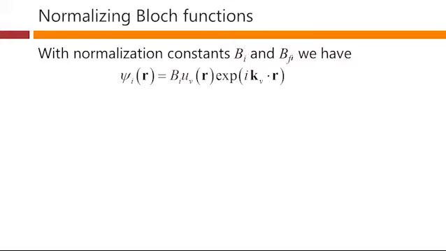And with those choices, then our initial state is going to be this Bloch form with a normalization constant we still have to figure out. And similarly, the final state is going to be this Bloch form, again with a normalization coefficient we need to figure out.